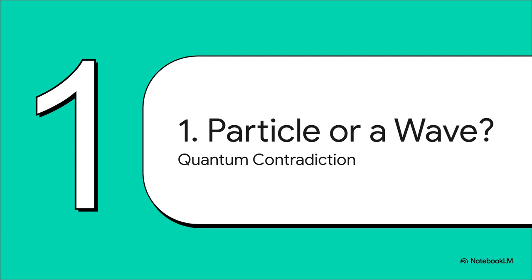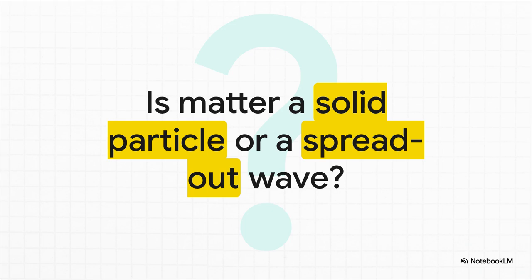Section 1, a particle or a wave. This is the core contradiction, the central mystery that completely baffled the sharpest minds of the 20th century. And it all boils down to this one question: what is an electron, really? Or a photon, or any tiny piece of our world? Is it a solid little dot, like a tiny billiard ball? Or is it more like a ripple spreading out in a pond, a wave? The answer that quantum physics gives us is a completely reality-bending yes to both.